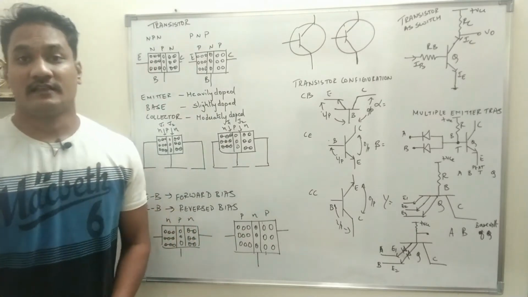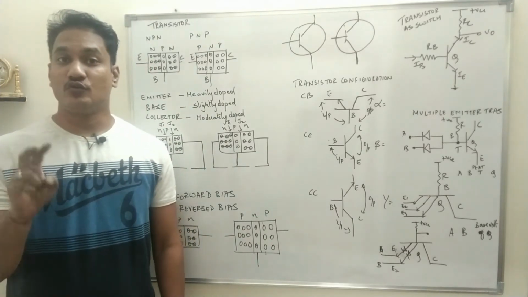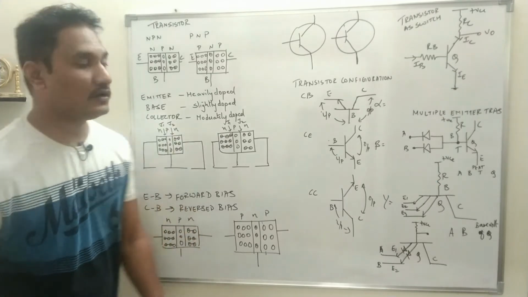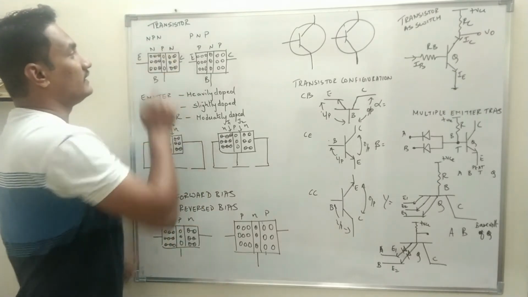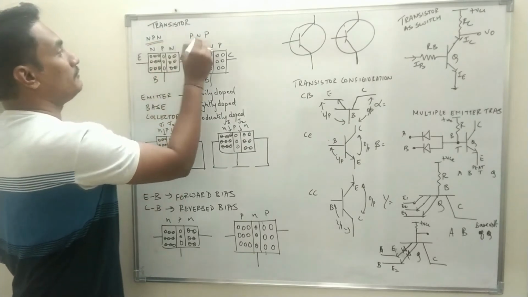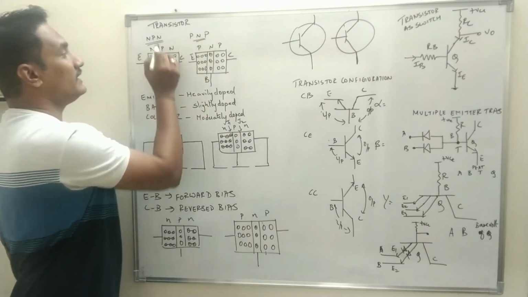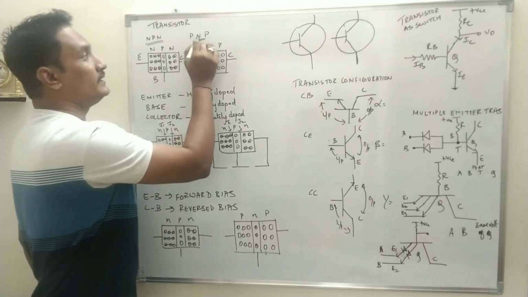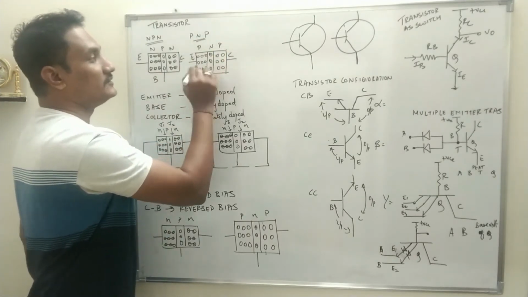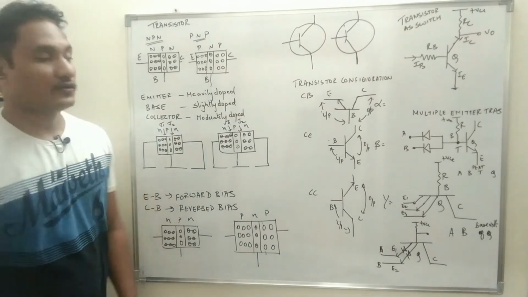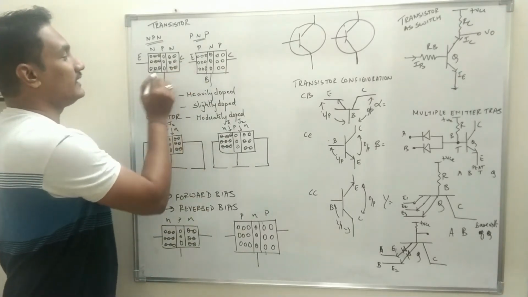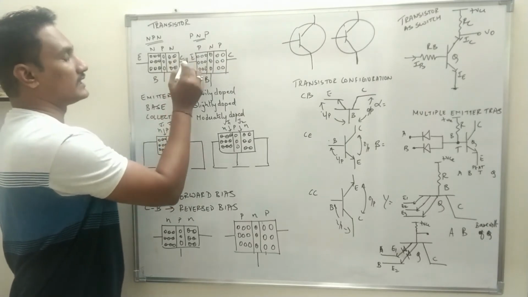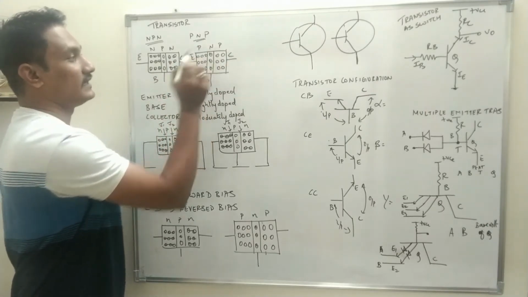As I said, the transistor is a three terminal and two junction device. There are two types basically, NPN and PNP. In an NPN transistor, P is sandwiched between two N regions, and in a PNP transistor, N is sandwiched between two P regions. The three terminals are called emitter, base, and collector. For both transistors it will be the same: emitter, base, collector.